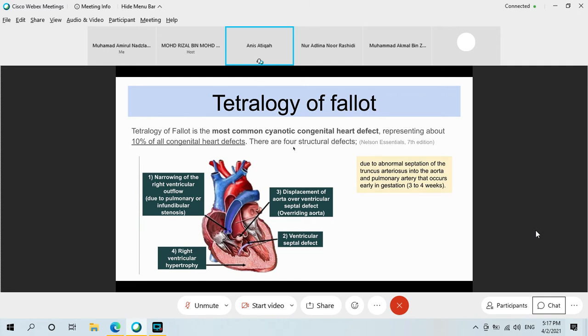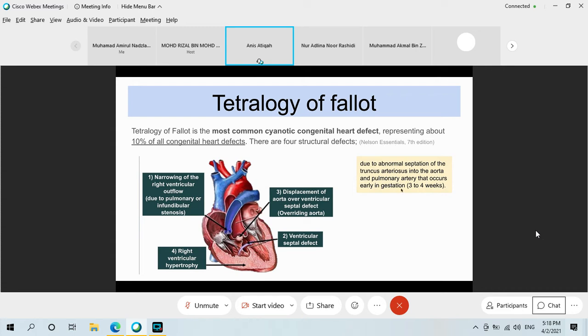And there are four structural defects that you need to know in TOF. The first one is narrowing of the right ventricular outflow, so there will be pulmonary stenosis. Next are ventricular septal defect and overriding aorta. And the last one is right ventricular hypertrophy. This happens due to abnormal septation of the truncus arteriosus into the aorta and pulmonary artery that occurs early in gestation, usually between 3 to 4 weeks.